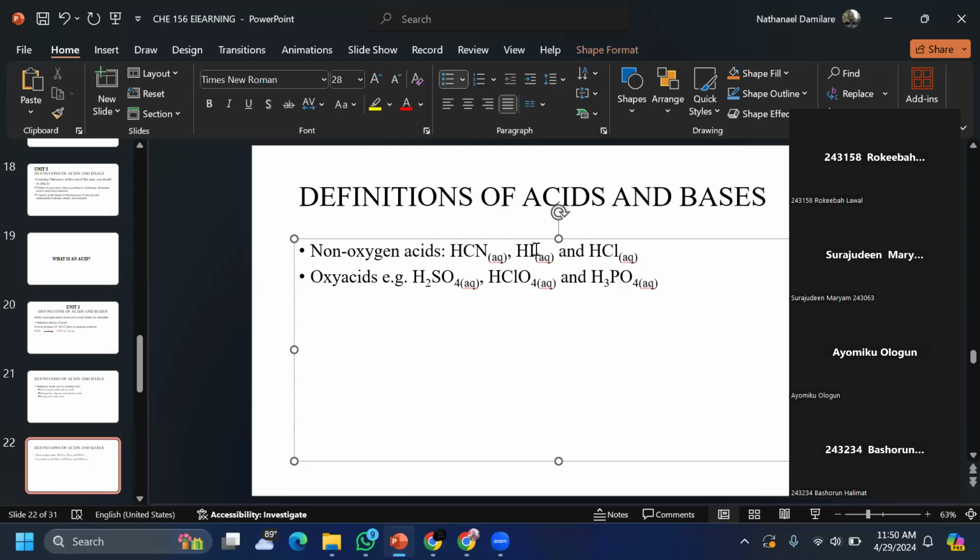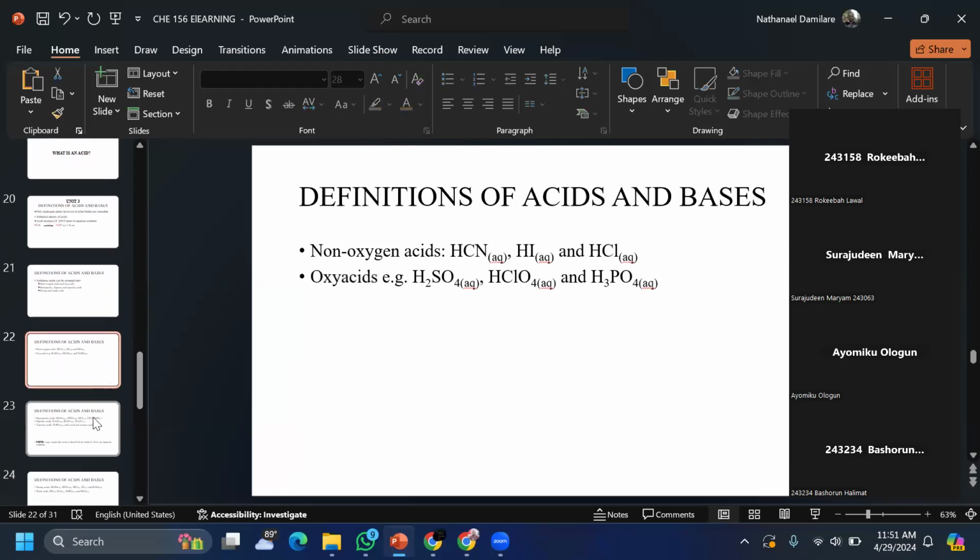Then we have hydroiodic acid, and we also have cyanic acid. These ones are also acids, but they don't have oxygen in them. Unlike H2SO4, H2SO3, H2CO3, those ones have oxygen in them. So we call them oxy acids. Oxy acid because they have oxygen in them.